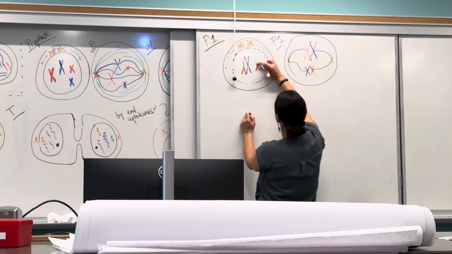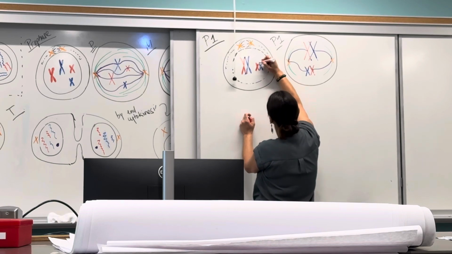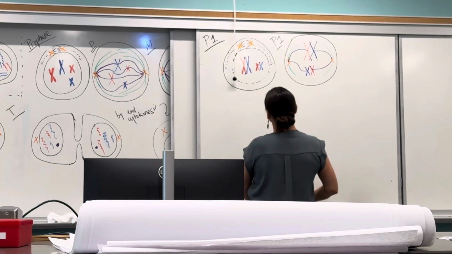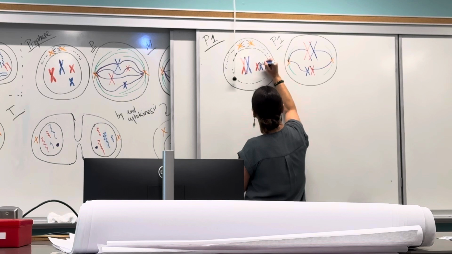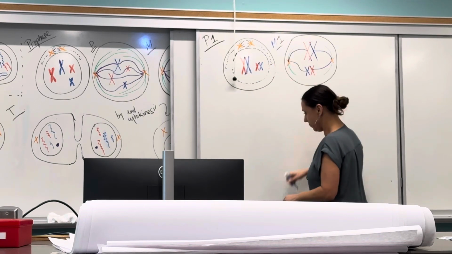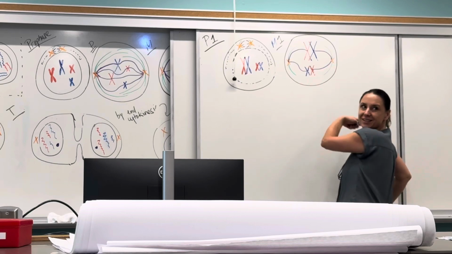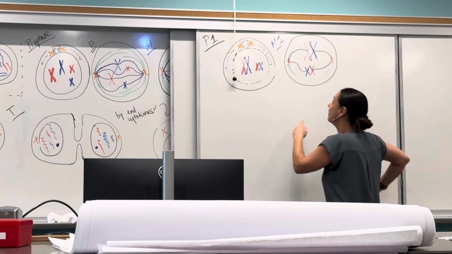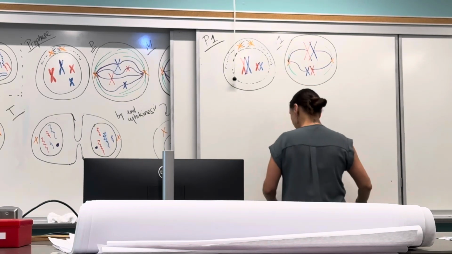How do I do it here? I do it here. Swapping of genetic information. Okay, then I'll change this to M1 because otherwise it's the same picture if I keep drawing it. M1. So this is metaphase 1.